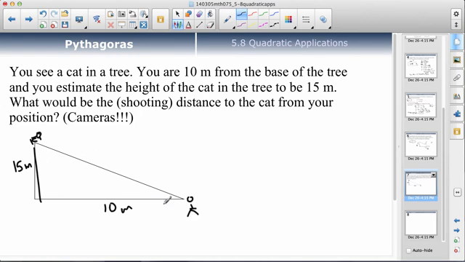Looks like I have my lines a little bit out of sync, but you get the idea. This is 15, that's 10. What would be the shooting distance to the cat from my position? Again, I'm shooting with a camera, not a gun or a bow and arrow or a slingshot. Not that I've ever done those. No, I actually haven't, but maybe I've thought about it. So I want to know this distance here.